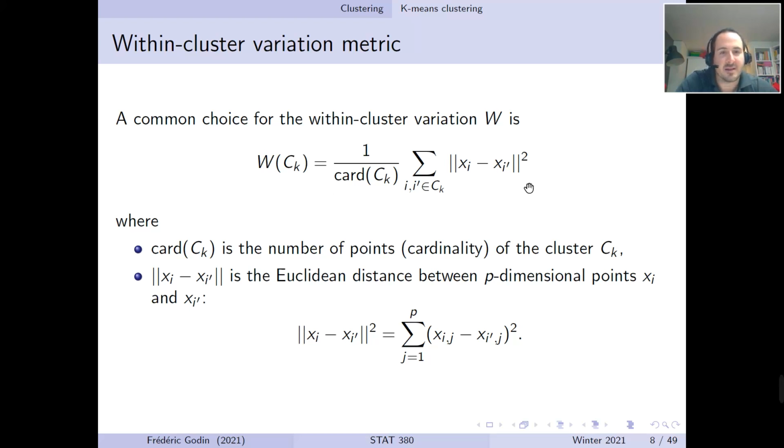But the idea here is if all the points within the cluster Ck are similar, their Euclidean distances will be very small, and this within cluster variation will also be very small. Conversely, if points are far away from each other within the cluster, then the within cluster variation will be large.